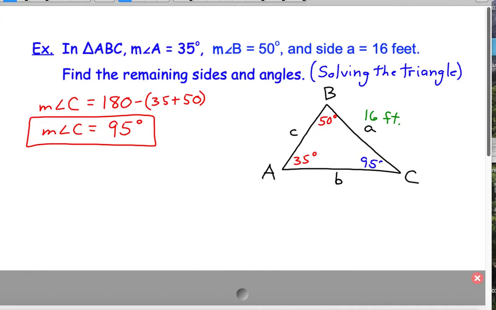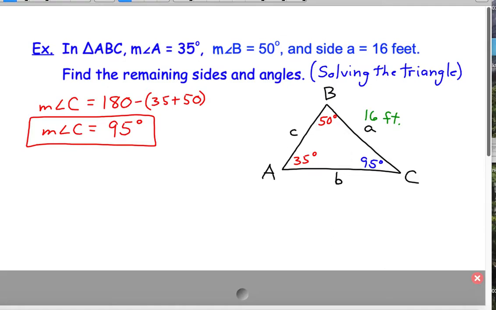Now obviously my picture doesn't look at all correct because it looks like when I drew it, angle C is actually an acute angle, like maybe 30 degrees. But that's okay. If you want to redraw it, if it helps you, go ahead and do that. But this will still work for us. All right, now let's find the sides.